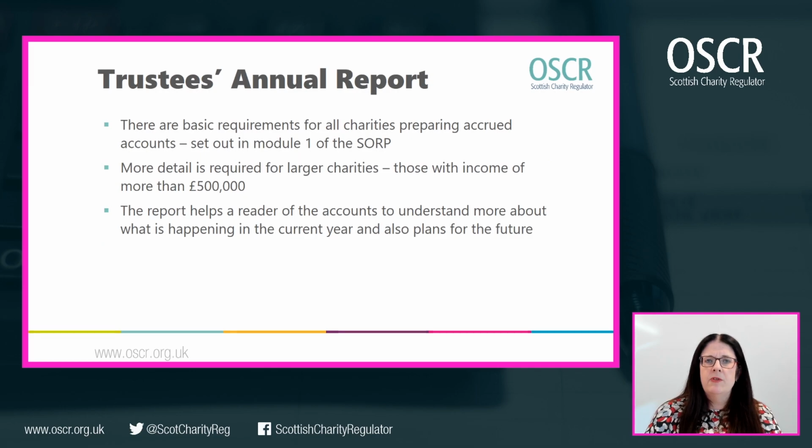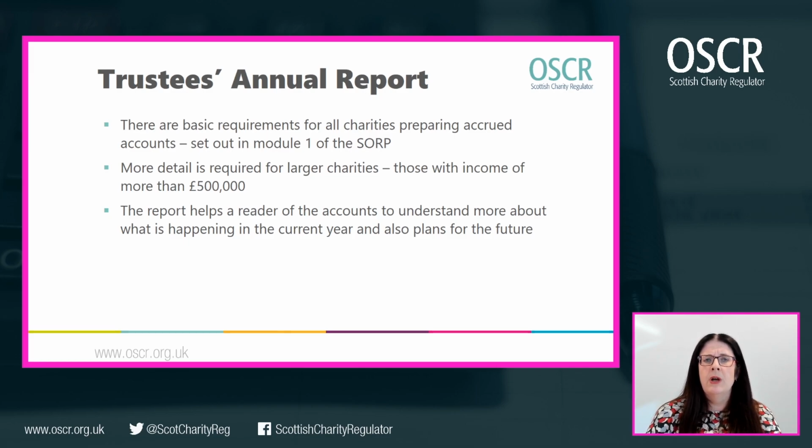In terms of specific requirements for the Trustees' Annual Report and accrued accounts, there are basic requirements that apply to every charity which is preparing accrued accounts, and those are set out in Module 1 of the SORP. If you're a larger charity, remember that's if your income is £500,000 or more, you'll have some extra requirements to fulfil.